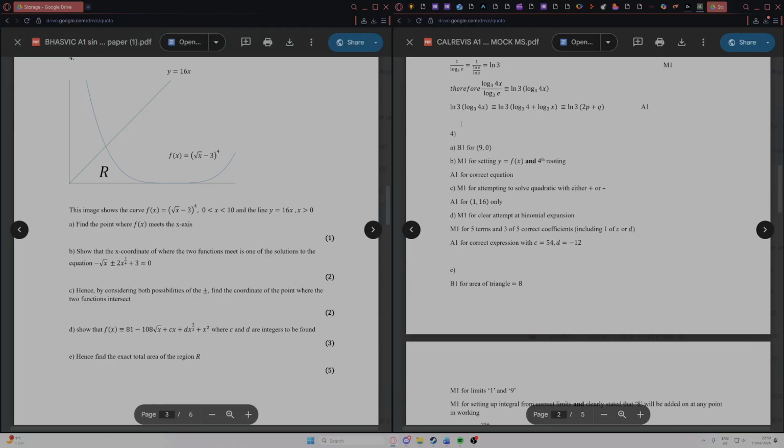Sorry, I've skipped everything. So first you get this mark for 9-0, only the correct answer. The way you do this is by setting it equal to 0.